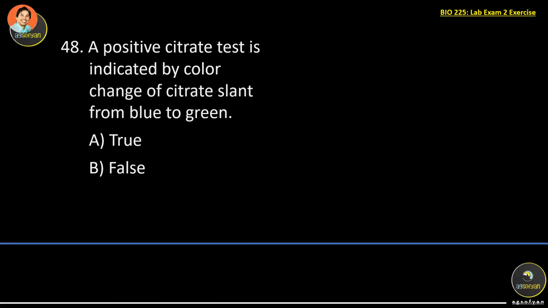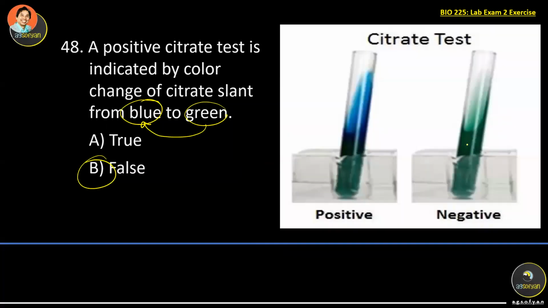A positive citrate test is indicated by color change of citrate slants from blue to green. Is that correct? No, because this is from green to blue. So it is false. Okay, so it's opposite. Okay, from green to blue.